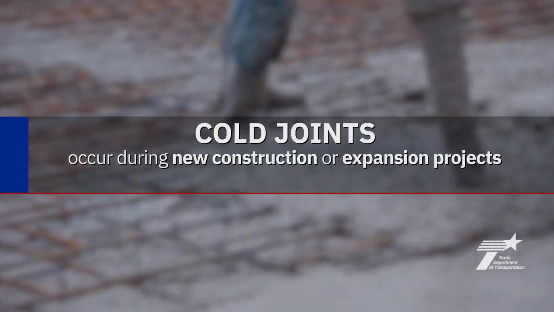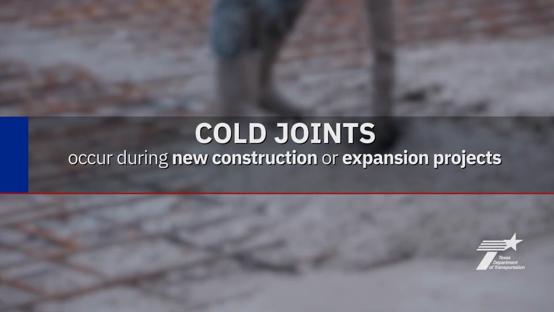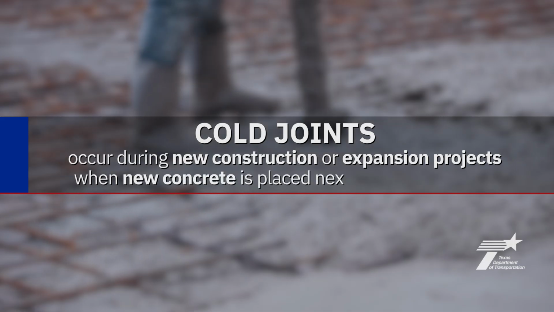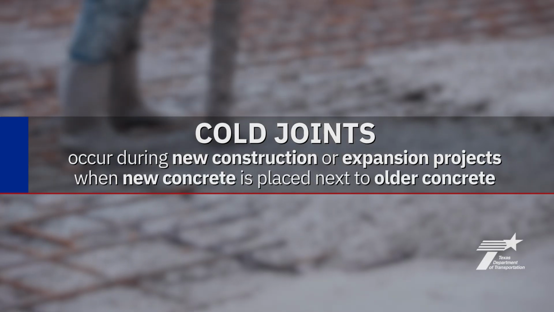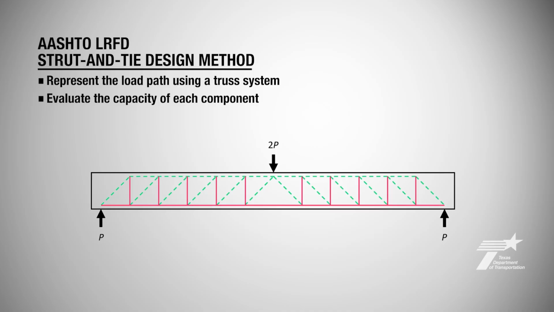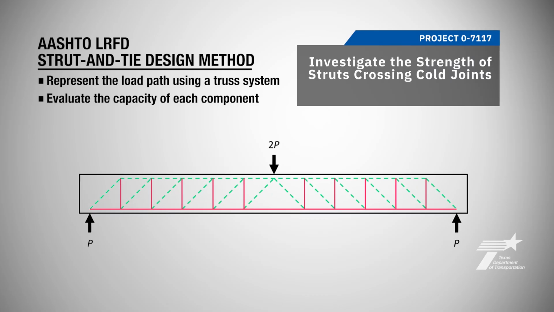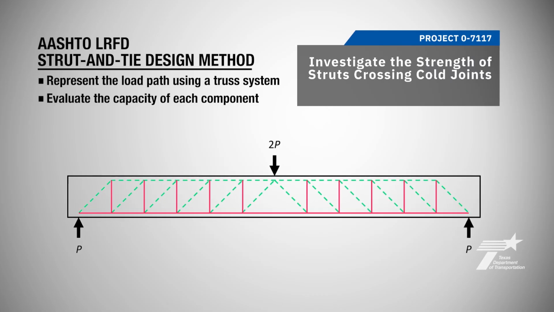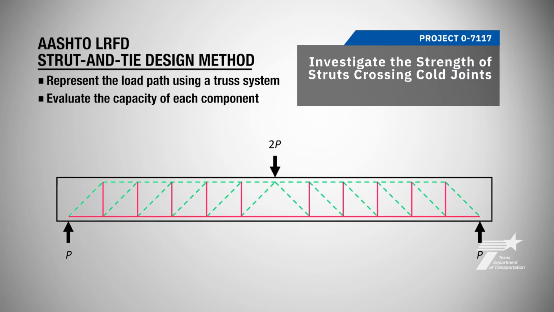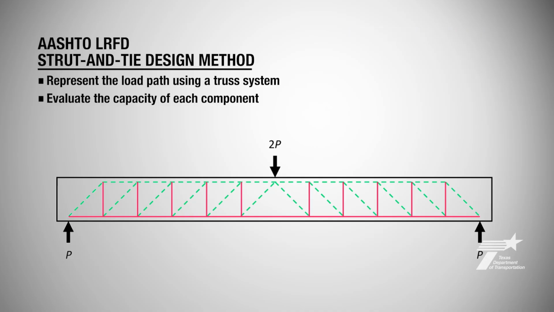Cold joints occur, whether in new construction or bridge expansion projects, when new concrete is placed next to older concrete. AASHTO Bridge Design Specifications recommend the strut and tie method for the design of these areas, but more specific guidance was needed.